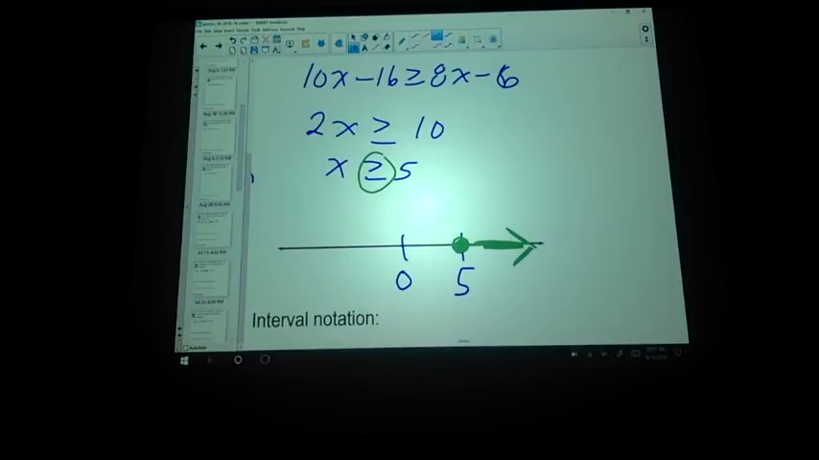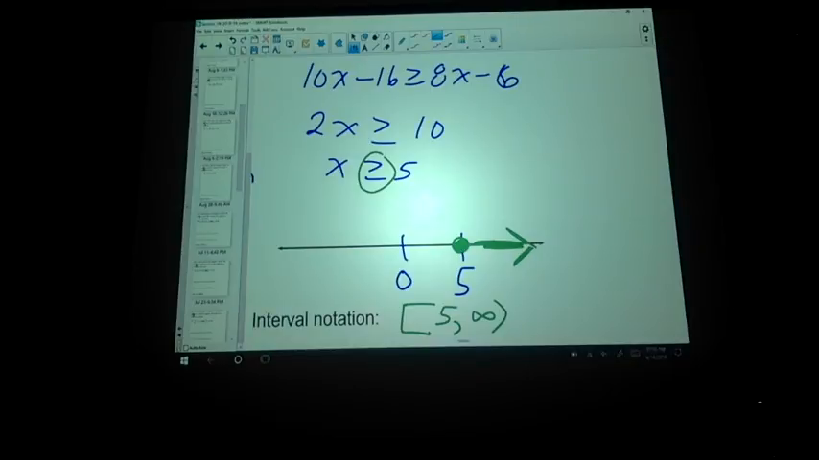But then they have this new thing. They say, hey, we want interval notation. And interval notation is just a way of writing it. It's something you'll use in calculus. It's a shorthand version of you actually graphing something. But interval notation looks like this. We're going to use a square bracket. And we're going to go from 5. And I'm going to go to the right. And that goes all the way to infinity.